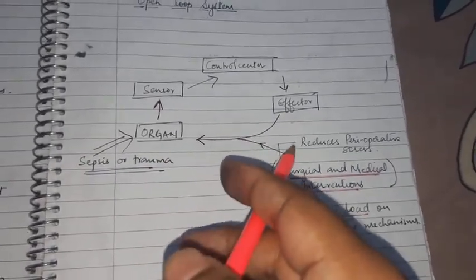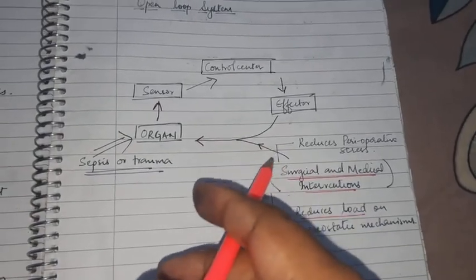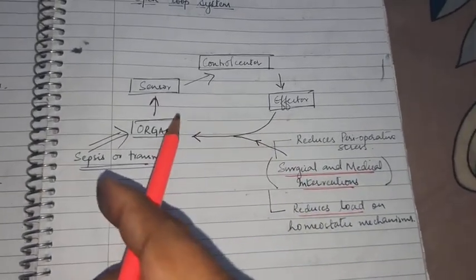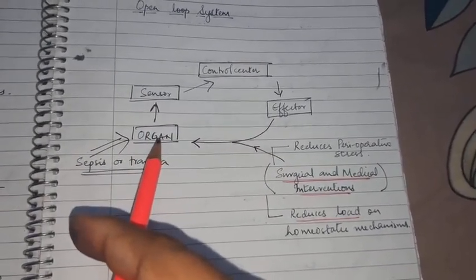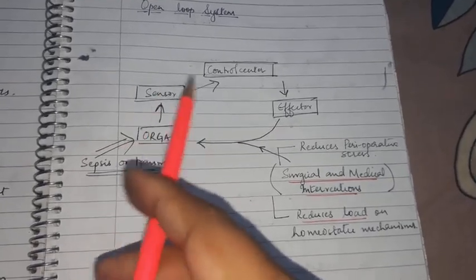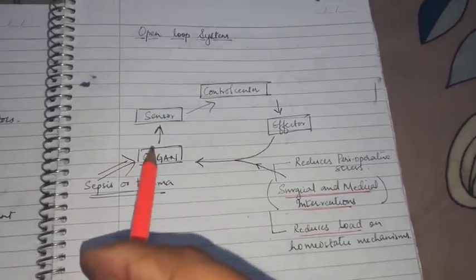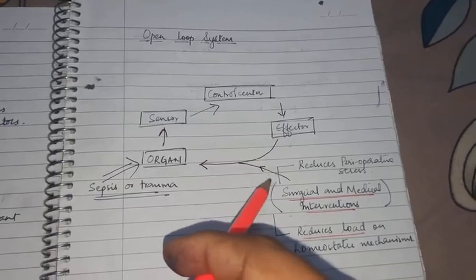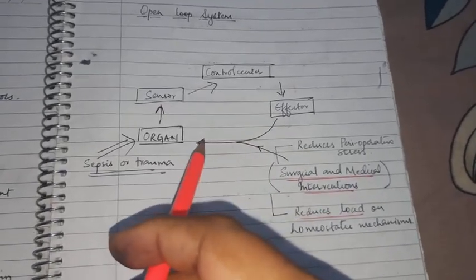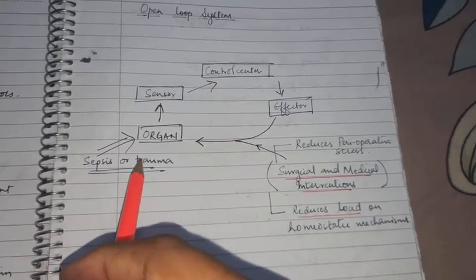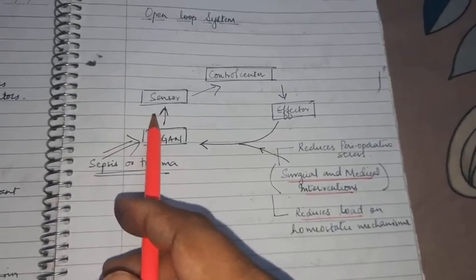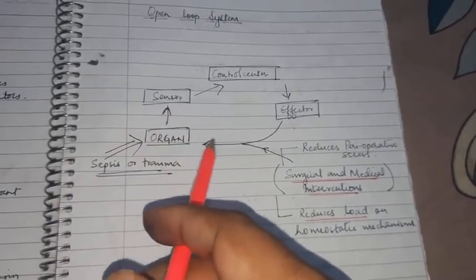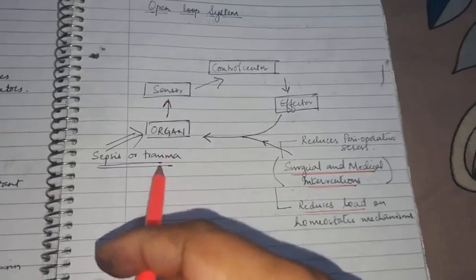So what do they do? They reduce the perioperative stress and they reduce the load on the homeostatic mechanisms themselves, so the loop can function efficiently. Here we call this an open loop because we are doing extra interventions which can affect the output of the organ itself. So this may or may not progress towards the sensor after getting corrected. So this is basically an open loop, right?